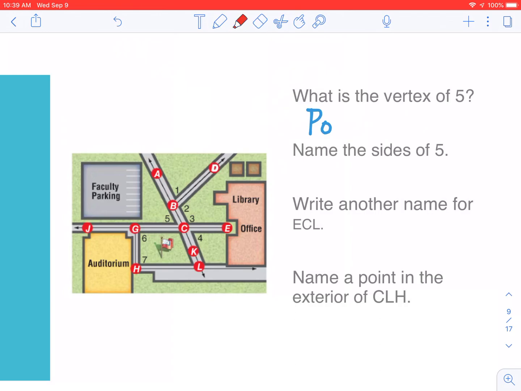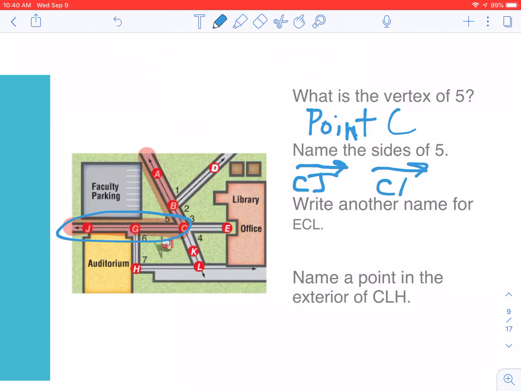gotta highlight this angle. Name the sides of angle 5. So it has two sides. Okay, the two sides are always going to start with the vertex. So the vertex is C. It's going to be ray. I'm going to name the first one ray CJ, which is right here. And then I'm going to name ray CA right here. You could also name it CB. You could also name it CG.